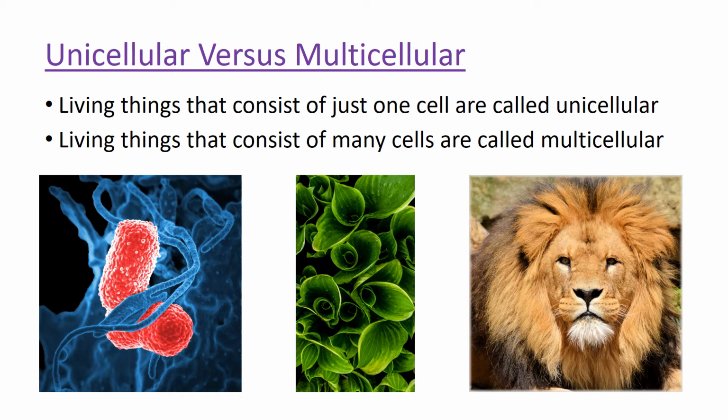In the middle, we have plants. On the right, we have a lion. The image on the left, the bacterium, that's a unicellular organism. Plants and animals are multicellular. They're much bigger. This image on the left is obviously through a microscope.